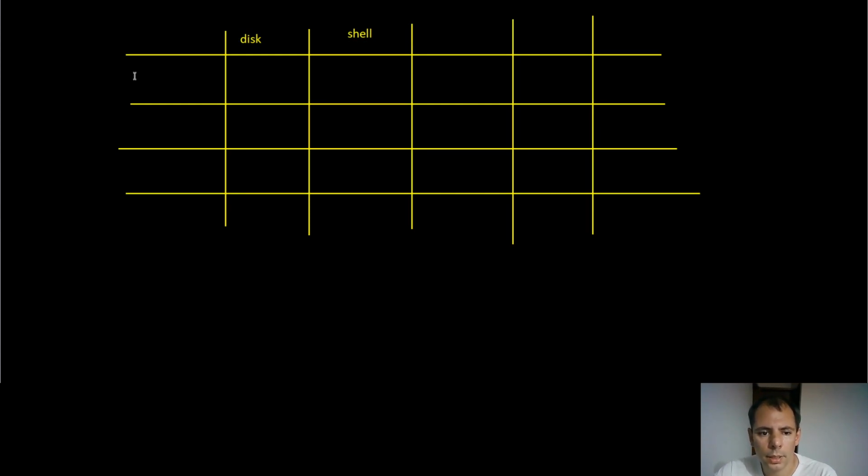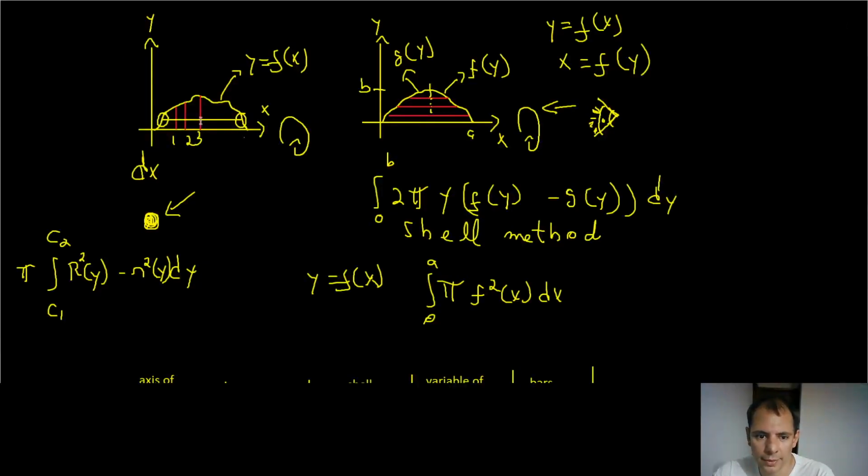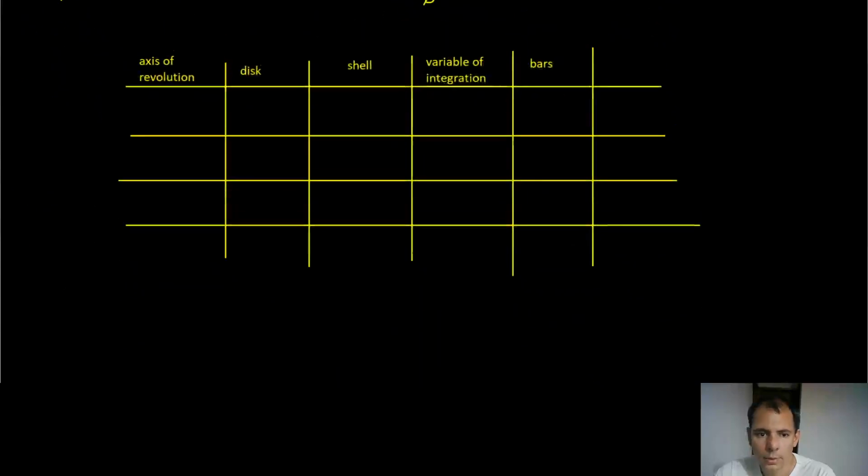Now, in here, I'm gonna say the axis of revolution. Just a little scheme here. Over here, I'm gonna do variable of integration and the bars. The bars, what bars? What am I talking about? I'm talking about these red things.